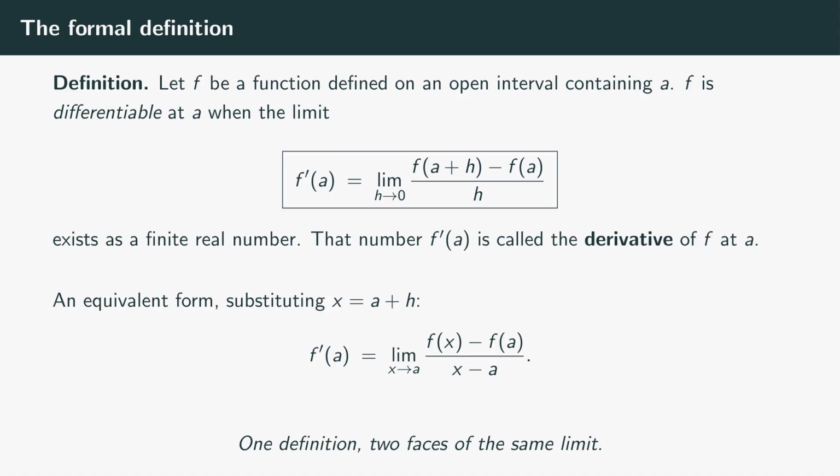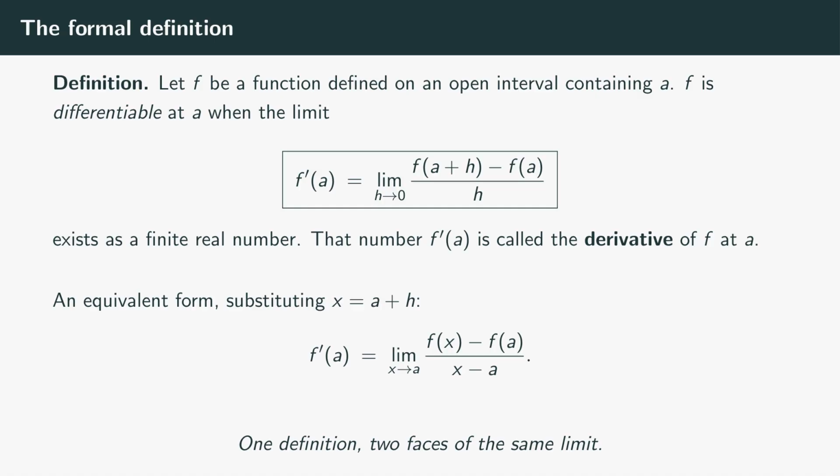Here's the definition, finally, in print. f is differentiable at the point a when the limit, as h tends to 0, of f(a plus h) minus f(a) all over h exists as a finite real number. When it does, we name that number f prime of a, and we call it the derivative of f at a. There's an equivalent way to write the same limit, and you'll see both in textbooks, so it's worth meeting both.